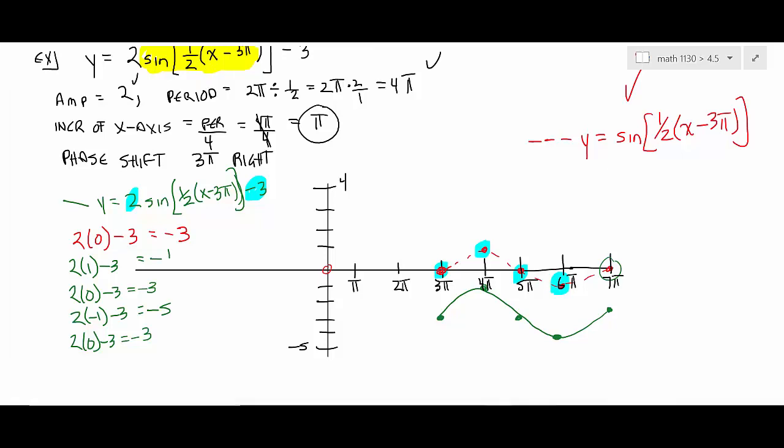Let's go ahead and take a 10-minute break. We'll come back, then we'll start on 4-6. What we do in that is look at secant, cosecant, tangent, and cotangent graphs. So let's take a 10-minute break.